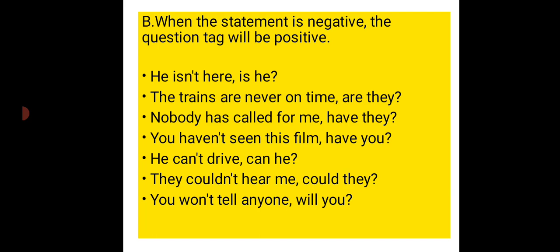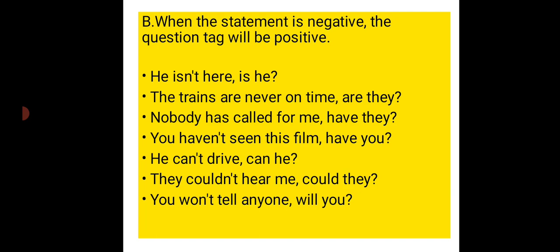Now the next rule. When the statement is negative, the question tag will be positive. So how do you identify a negative statement? A negative statement will have not. It can also have never. So when you see nobody, never, not in a sentence, you can identify that this is a negative statement. And a negative statement will go with a positive question tag.